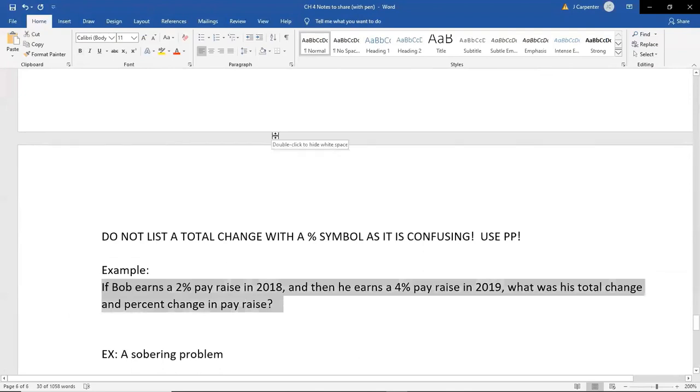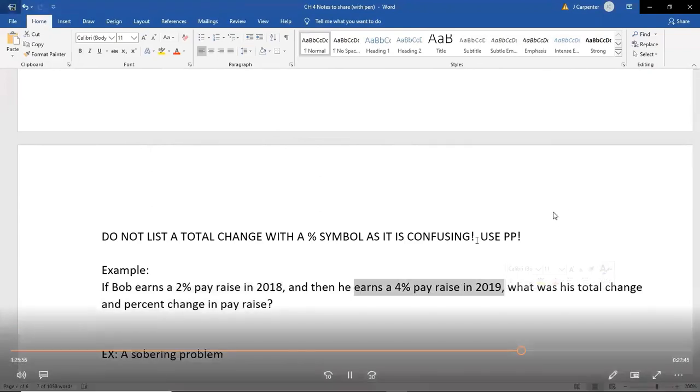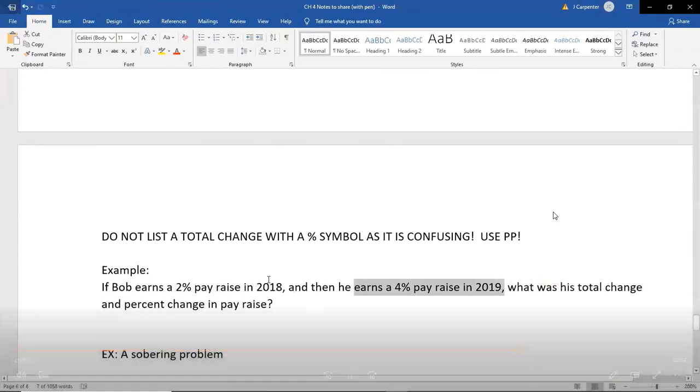And you might say, well, this is still talking about pay raises. But instead of giving you, oh, Bob made this many dollars this year and he got this percentage of a pay raise, I have given you a pay raise percentage for last year and a pay raise percentage for this year. I never gave you any of Bob's base salaries. I just said last year he earned a 2% pay raise. This year he earned a 4% pay raise.